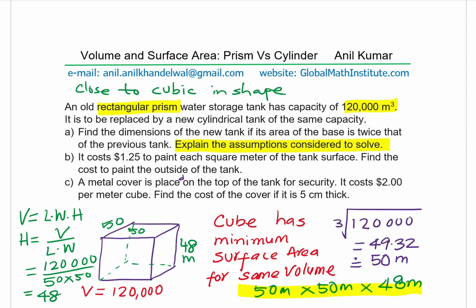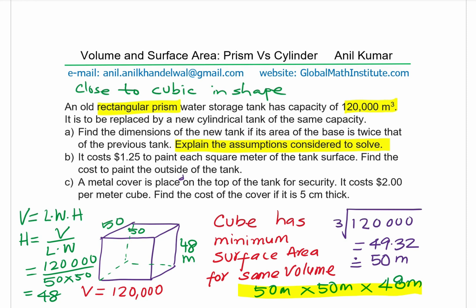Well, you could assume some other values also, right? You could do 40 times, 50 times, and some other number to get your result. 120 is 40 into 30. You could do that also, 40 into 30 times 100, right? That also is a possible answer. So there are many possible answers, but we will stick to a squarish base. So we are saying that the bottom of the base is a square, right? And the area, therefore, is 2500, correct? 50 into 50. Perfect.